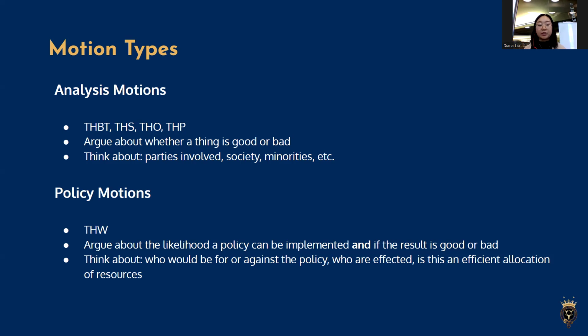The second type of motions are policy motions. So for example, "this house would..." In a policy motion, you're to argue about the likelihood that a policy can be implemented and whether the result is good or bad. So a policy motion adds an additional layer of analysis, so not just if the thing is good or bad, but whether or not it is likely to be implemented.